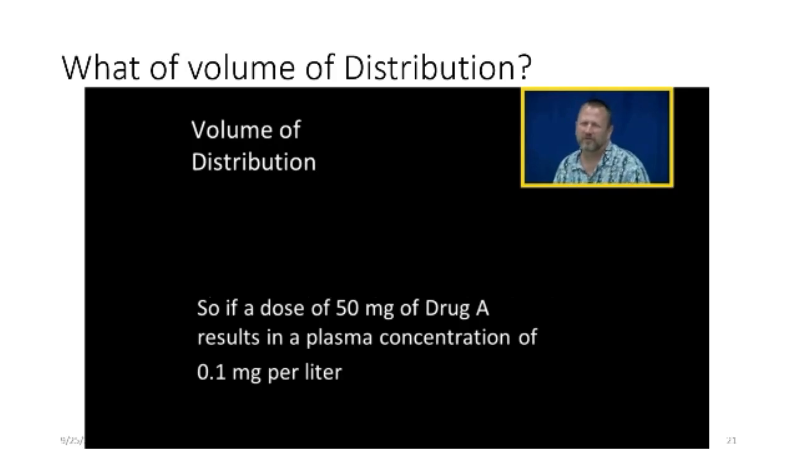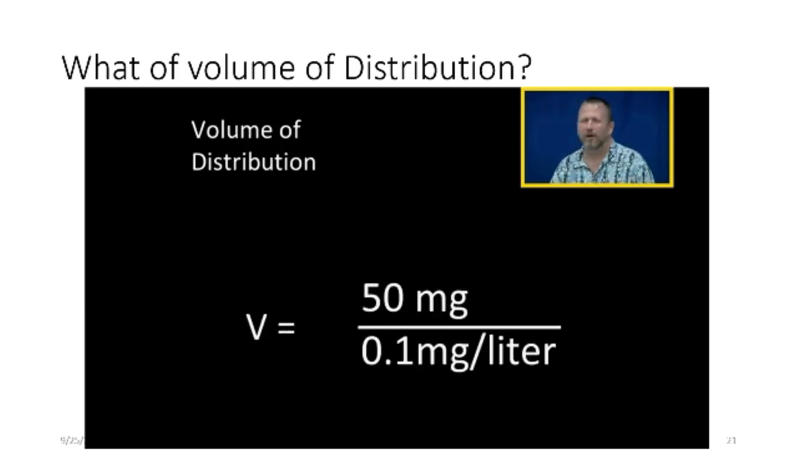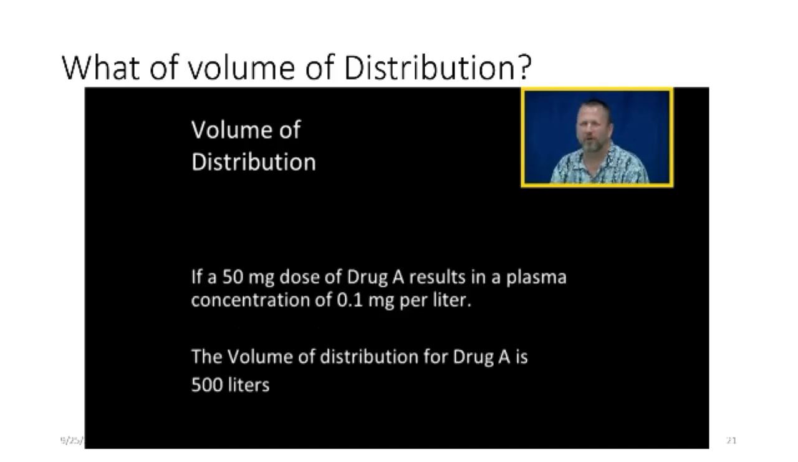So if a dose of 50 milligrams of drug A results in a plasma concentration of 0.1 milligrams per liter, and we plug that into our equation, that means the volume of distribution is equal to 50 milligrams over 0.1 milligrams per liter. So, if a 50 milligram dose of drug A results in a plasma concentration of 0.1 milligrams per liter, the volume of distribution for drug A is 500 liters.